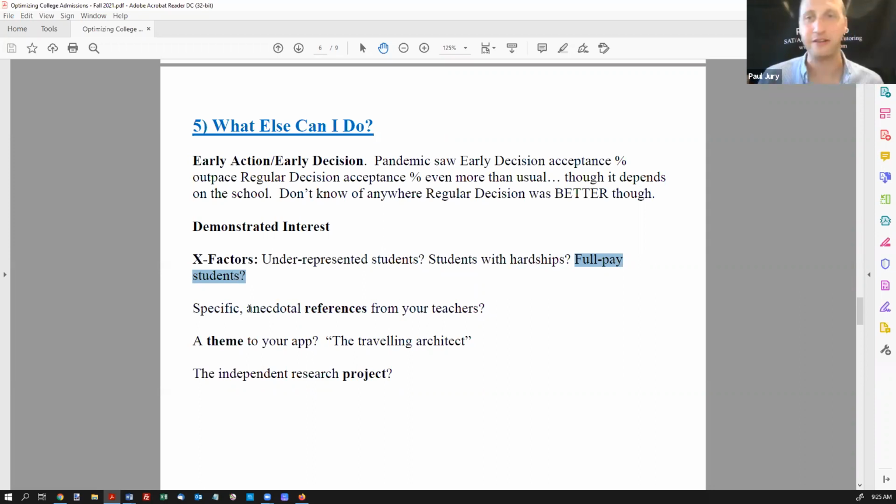Some schools want to be more diverse. Some schools want more money. I don't know that you can really manipulate these at all. Just present who you are honestly. And if a school wants that, then they'll take it.